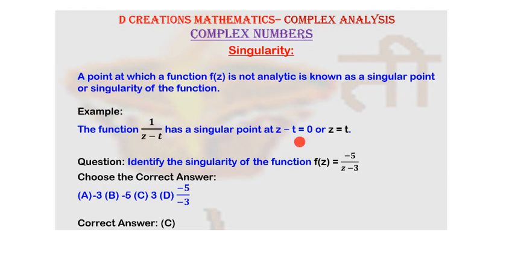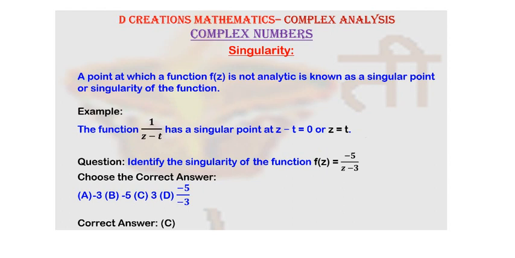So if I give you a question that identify the singularity of the function f of z, which is minus 5 upon z minus 3, and four alternatives are given, minus 3, minus 5, 3, minus 5 by minus 3, and you will see of course that the denominator is going to be 0 only for the case when z is equal to 3. So the correct answer has to be alternative C.